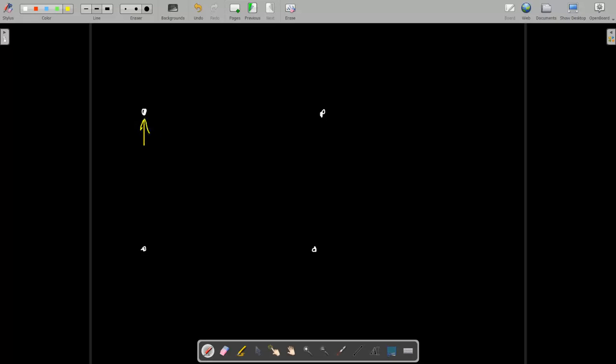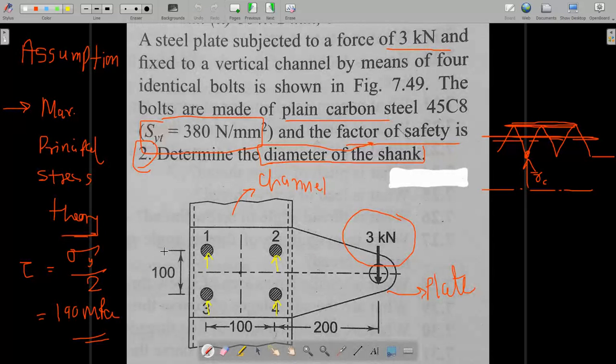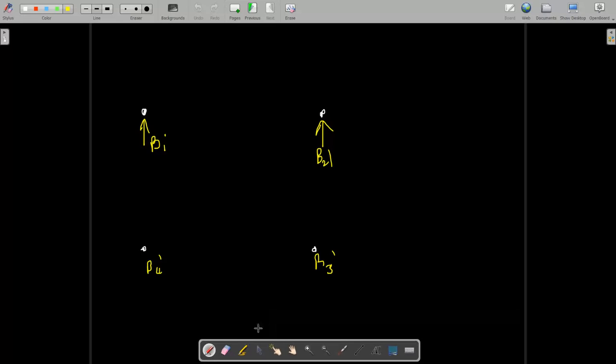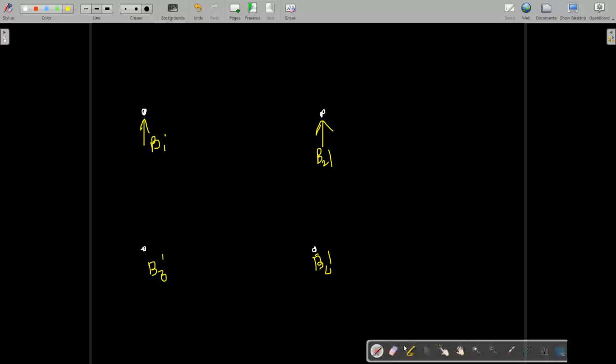and this is the B1 dash, B2 dash, B3 dash and B4 dash. Sorry, this is B3 and B4, B3 dash and B4 dash. Okay, so first of all, as I told you, what would be our next step?